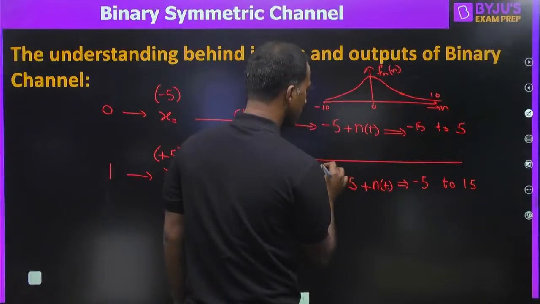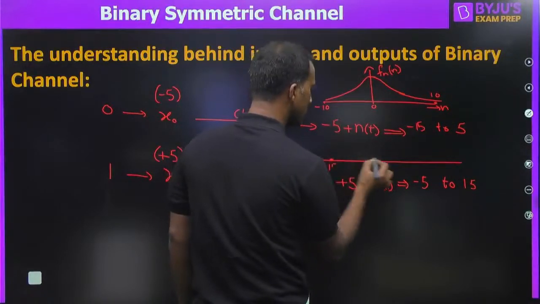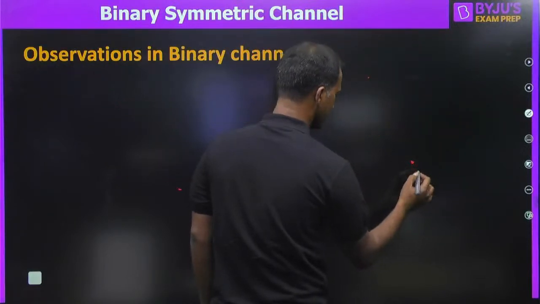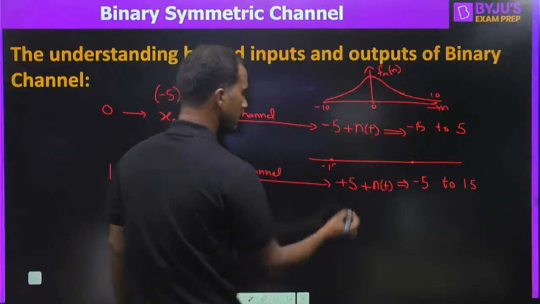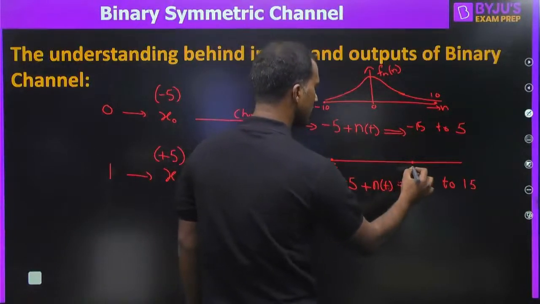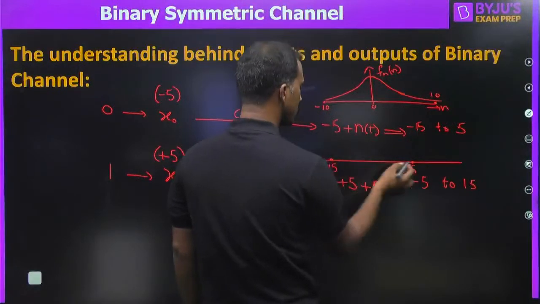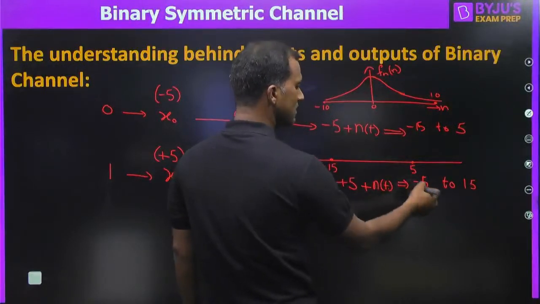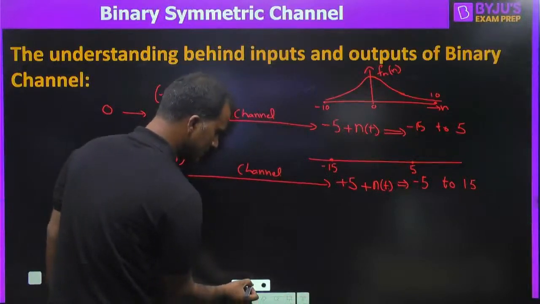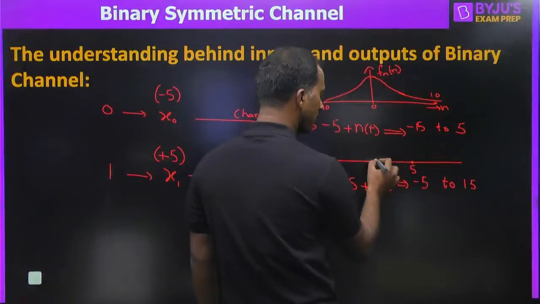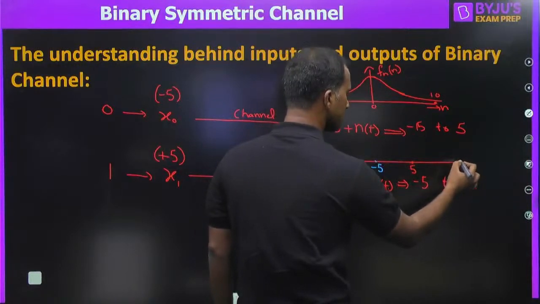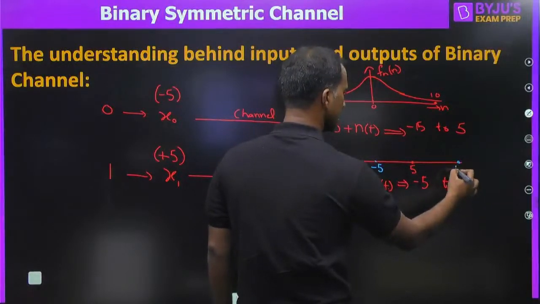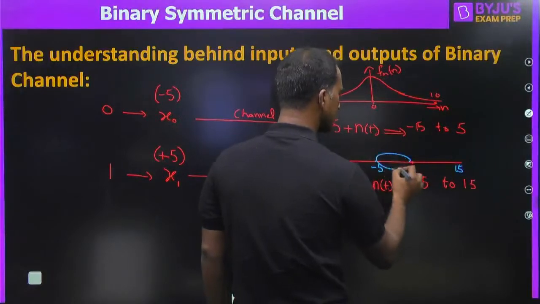Minus 15 is the starting voltage, and plus 5 is the ending voltage. These are the voltages that we receive. And what are the voltages that we receive here? The voltages that we receive here are minus 5 to plus 15. So this is the common region.